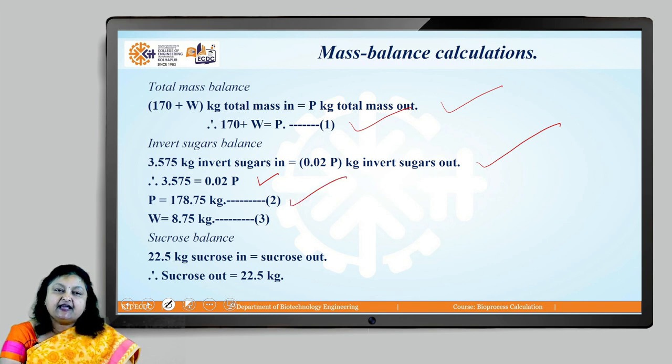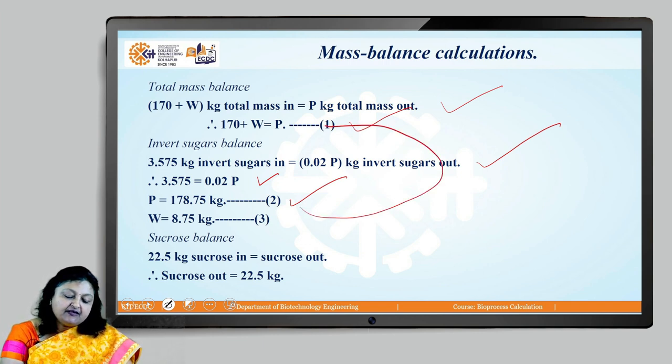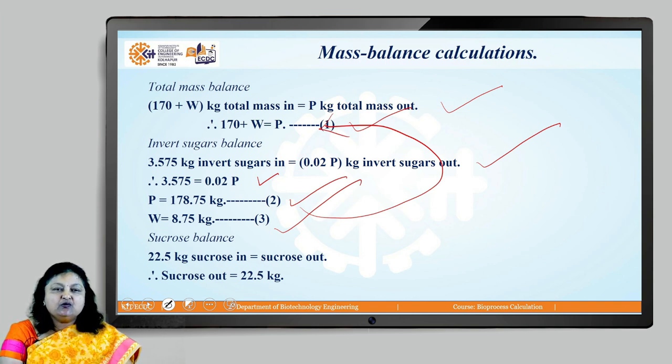So we will get one more equation here which can be solved and simplified, and we get the value of P as 178.75 kg. And if we substitute that value in equation 1, then we will get W is equal to 8.75 kg. Once you get this value, you can write these values in the mass balance table.